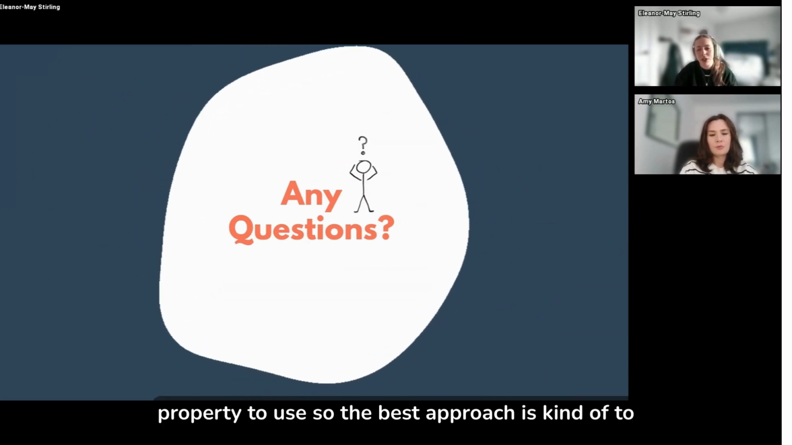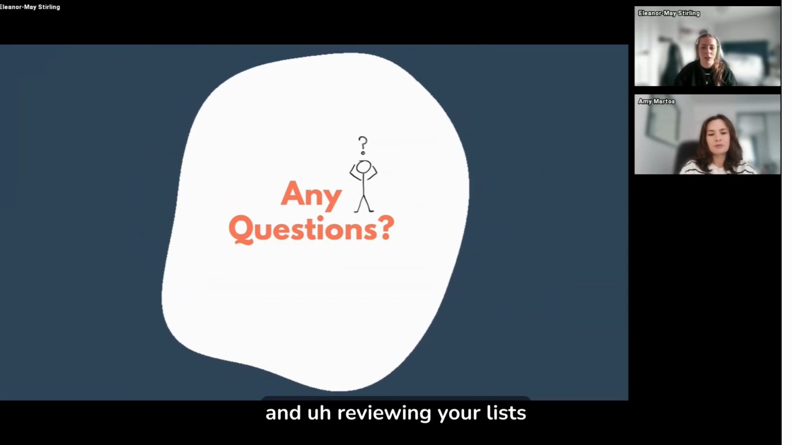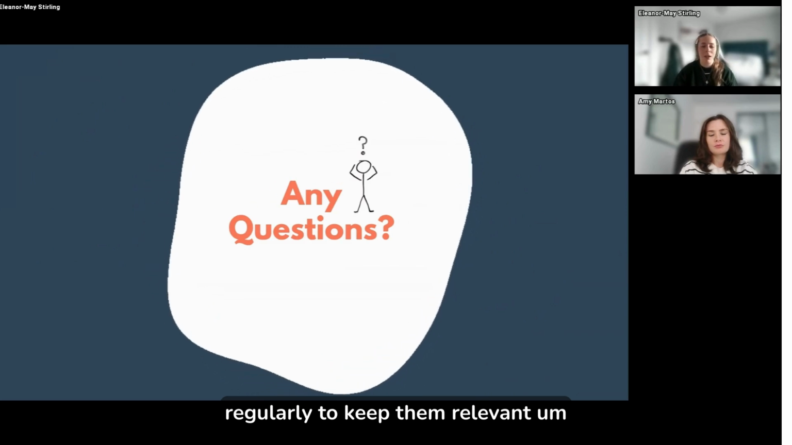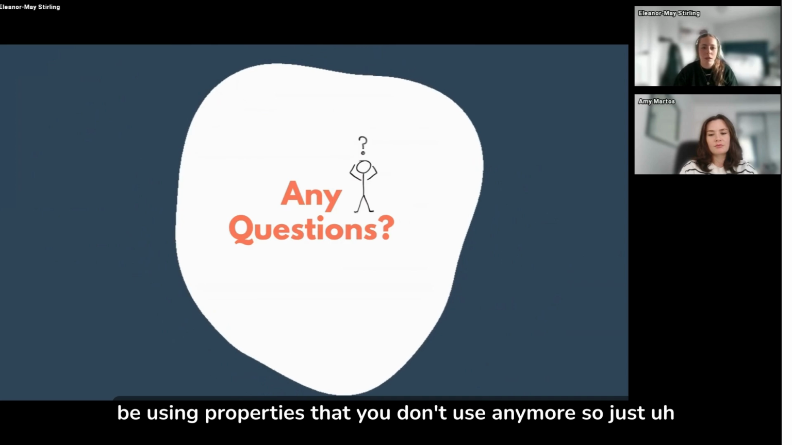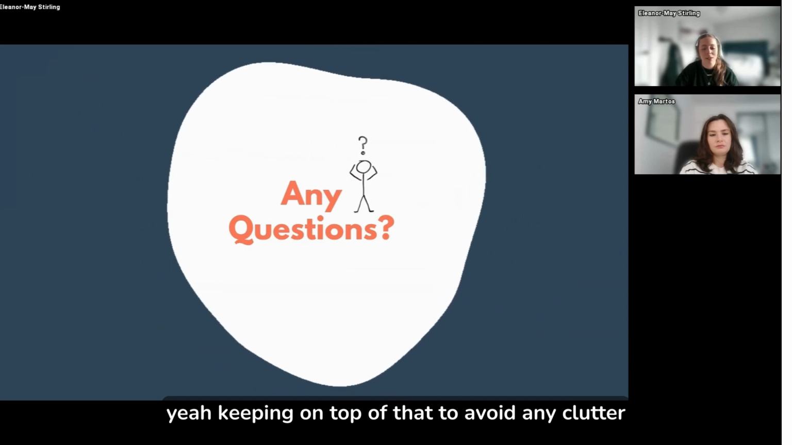So the best approach is to agree on a property naming convention and review your lists regularly to keep them relevant. Some of them might be outdated, some of them might be using properties that you don't use anymore. So just keep on top of that to avoid any clutter.